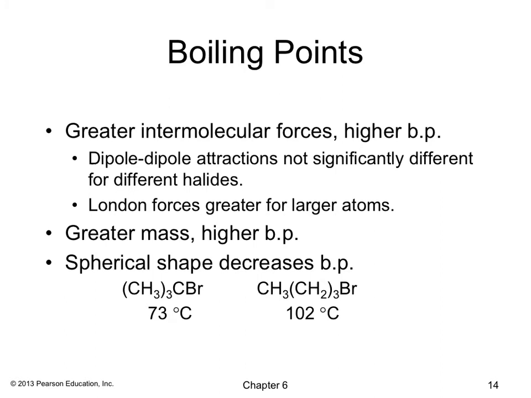Boiling points. The greater the intermolecular forces, the higher the boiling point. Dipole-dipole attractions are not significantly different for different halides. London forces are greater for larger atoms. Greater mass has a higher boiling point, and the spherical shape decreases the boiling point. So with more branching, you will decrease the boiling point.